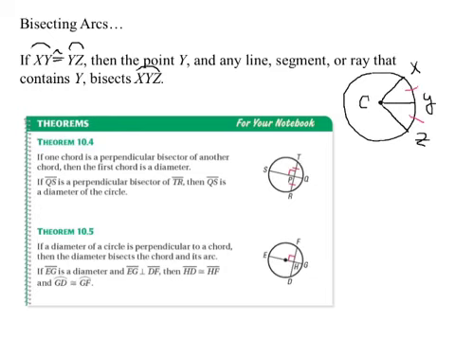Theorem 10.5. If a diameter of a circle is perpendicular to a chord, then the diameter bisects the chord and its arc. So if the diameter of a circle is perpendicular to a chord, then the diameter bisects the arc. So this diameter bisected arc FD into arc FG and GD. Okay, I put these on a note card now and you can use them for your homework.